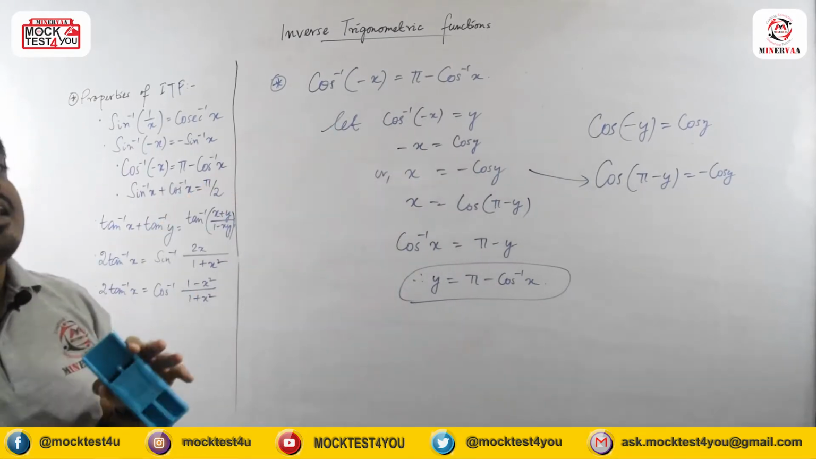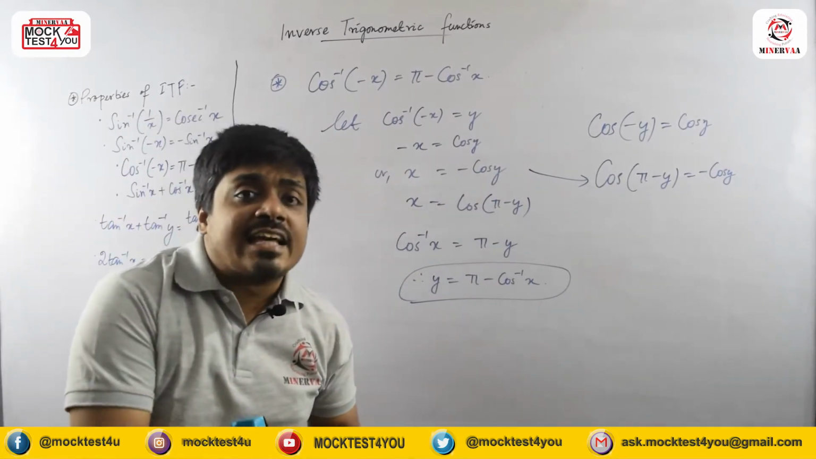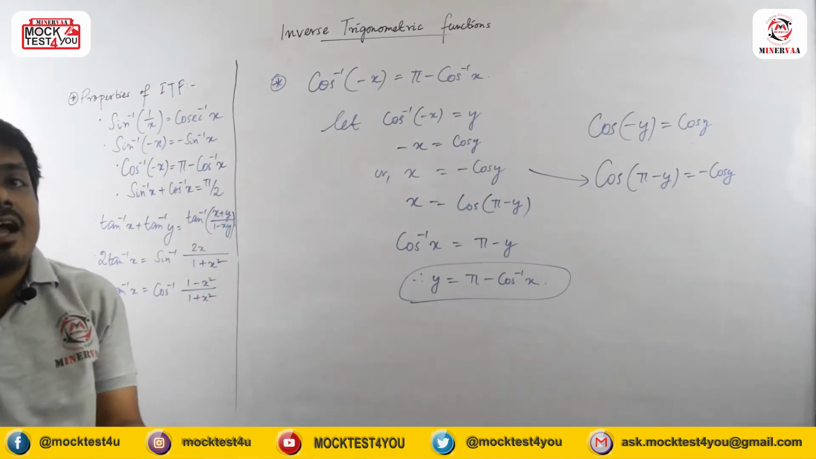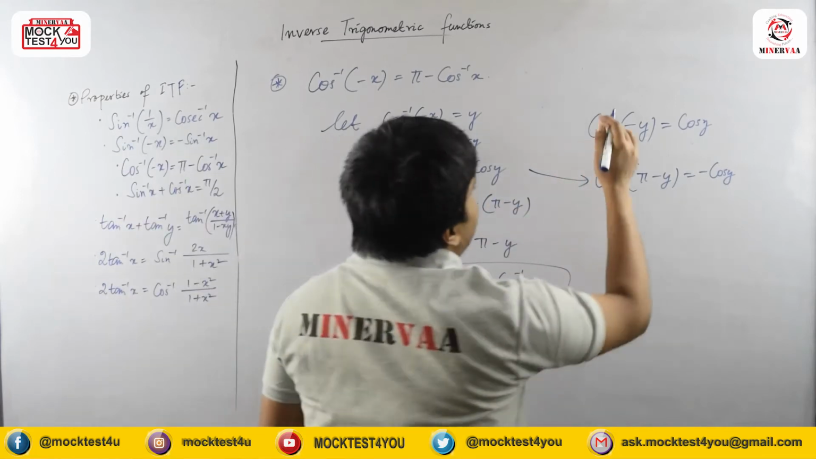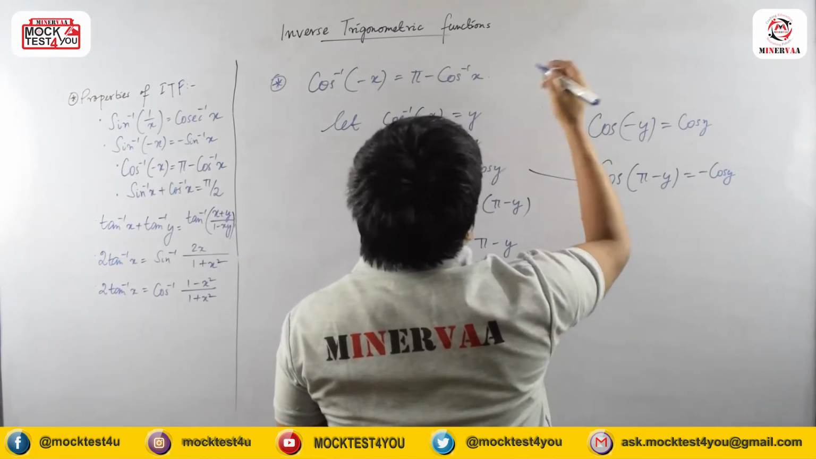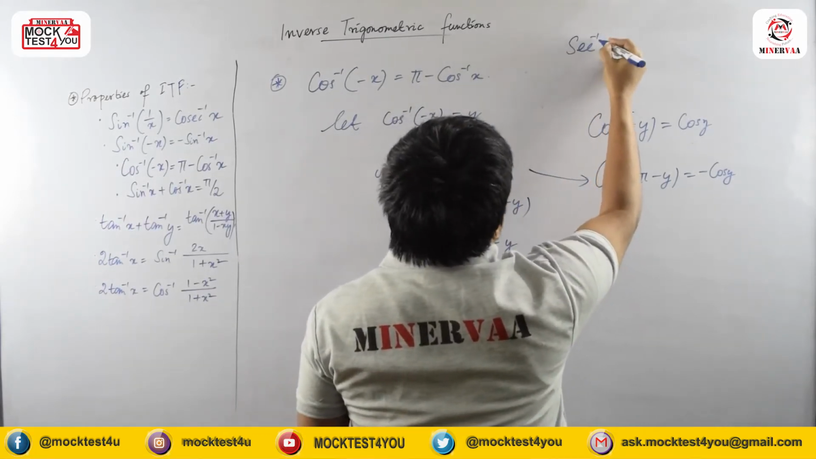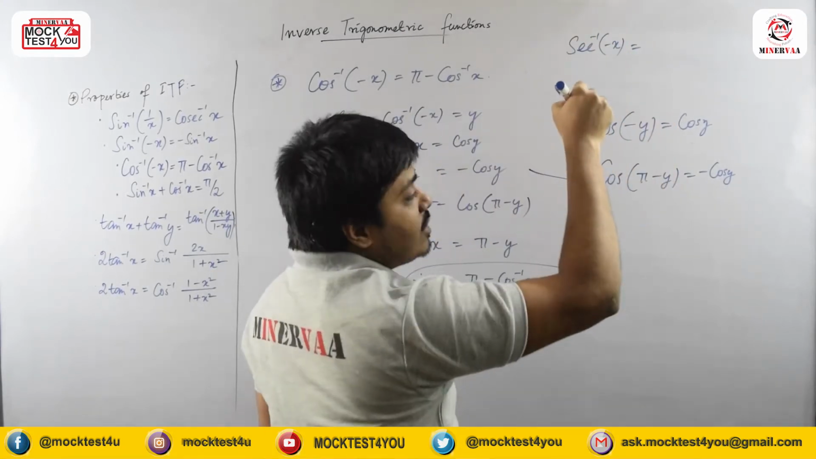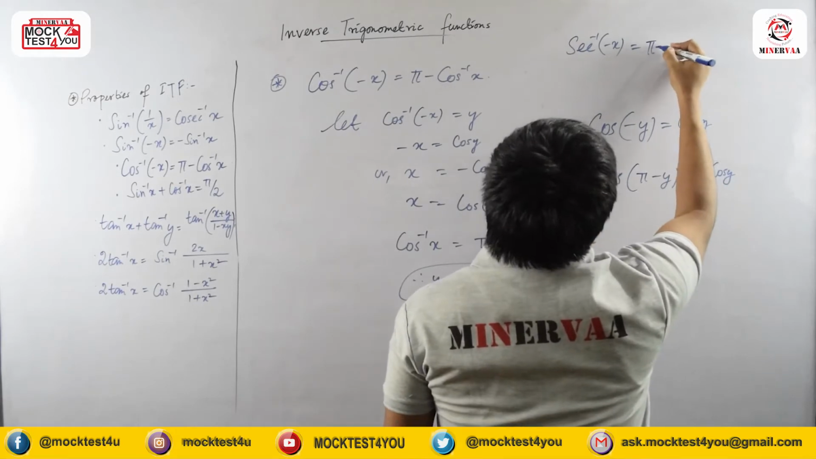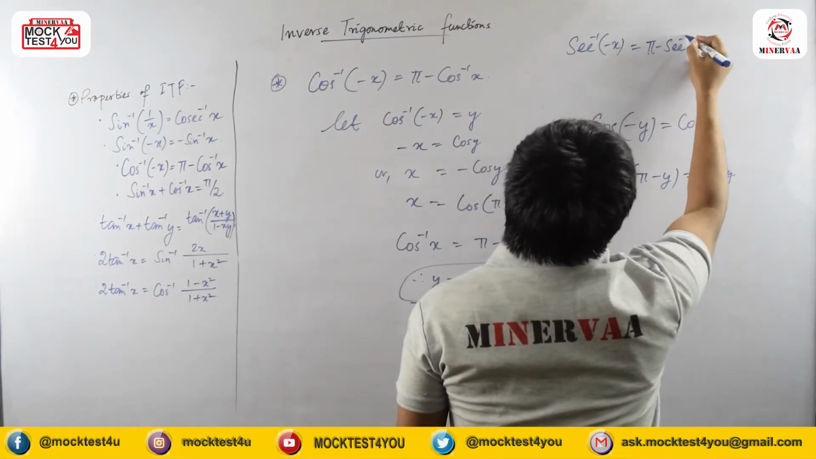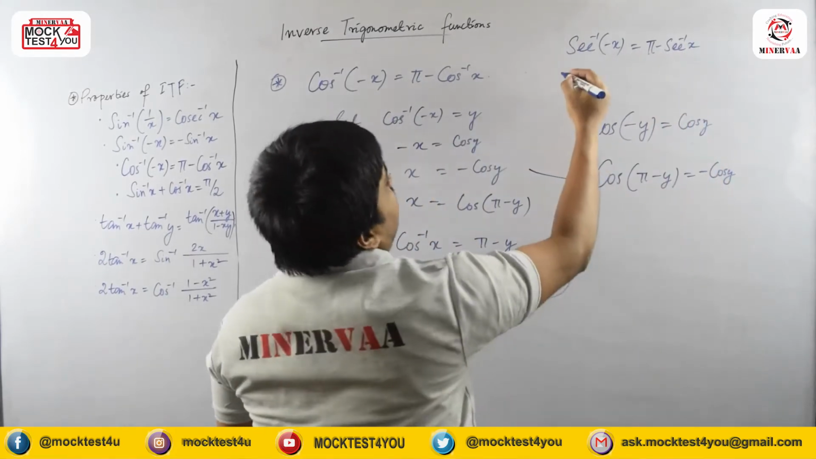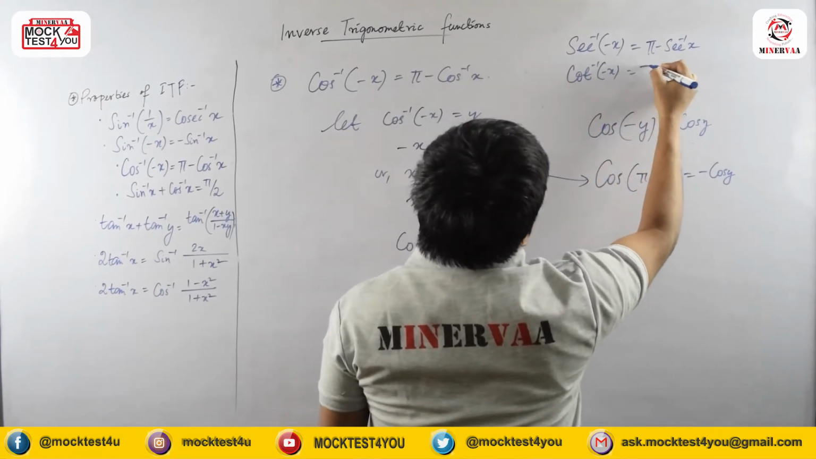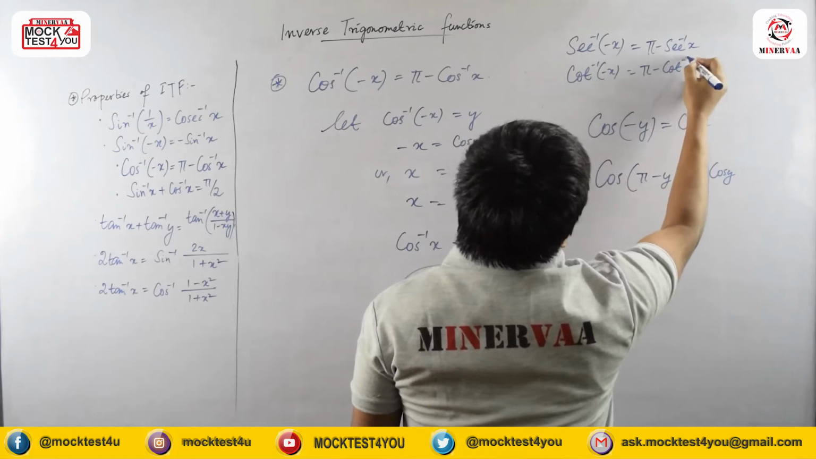Now just like sine, tan, cosec, they follow the same property among them, cos also has a gang among himself. In the cos gang, there is sec inverse. So sec inverse minus x, since he is part of the cos gang, is pi minus sec inverse x. And there is another one, that is cot. Cot inverse minus x is equal to pi minus cot inverse x.